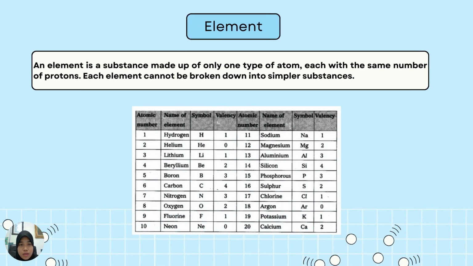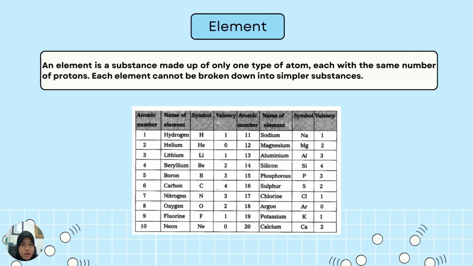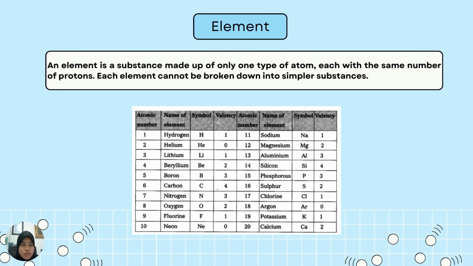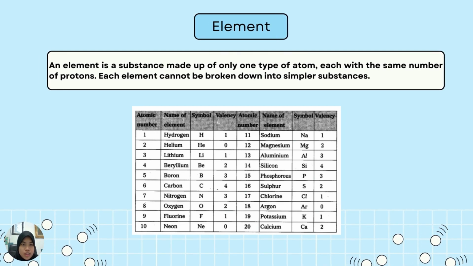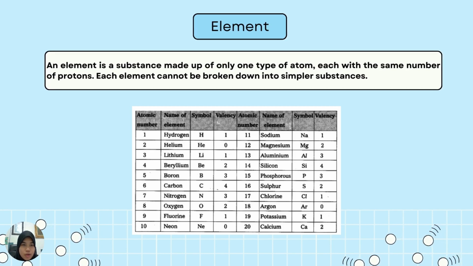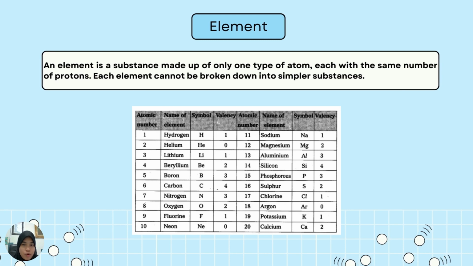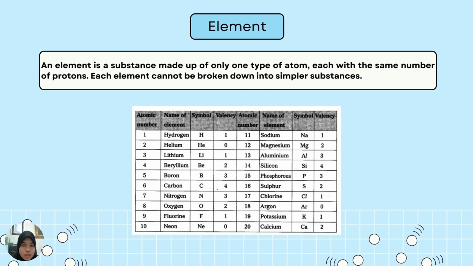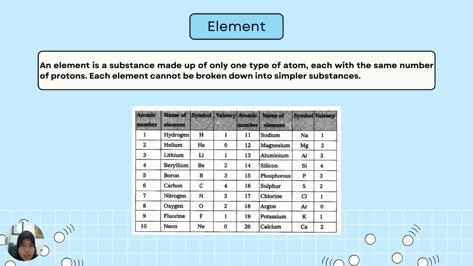Moreover, we discuss elements. The definition of an element is a substance made up of only one type of atom, each with the same number of protons. Each element cannot be broken down into simpler substances. So, this is an example of the elements.